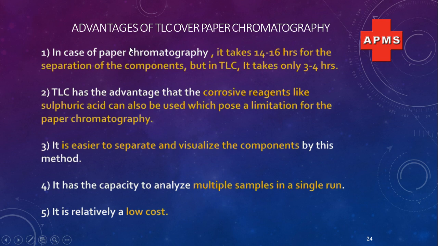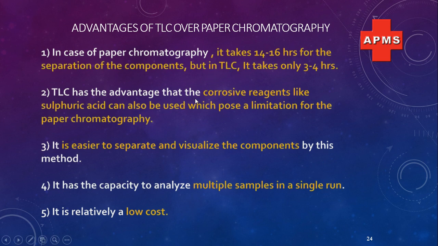Now the advantages of TLC over paper chromatography. In case of paper chromatography, it takes 14 to 16 hours. Actually this time depends on our sample and the solvent used, but the average time period for paper chromatography is 14 to 16 hours. But in case of TLC it is only 3 to 4 hours. So it is time efficient, meaning in lesser time this experiment completes in case of TLC.